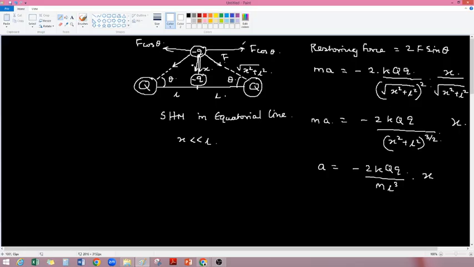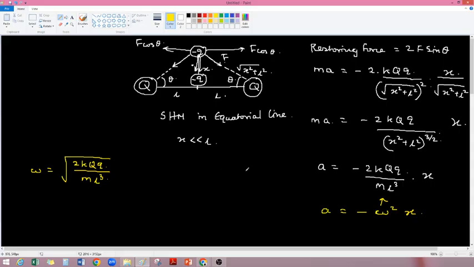So comparing it with your simple harmonic motion characteristic equation, a is equal to minus omega squared x, that means in place of omega squared you have this. So omega is equal to root of 2kQ by mL cube. Again, if you want, you can put 1 by 4 pi epsilon naught. So 4 and 2 will cancel. Okay, so it's left to you.